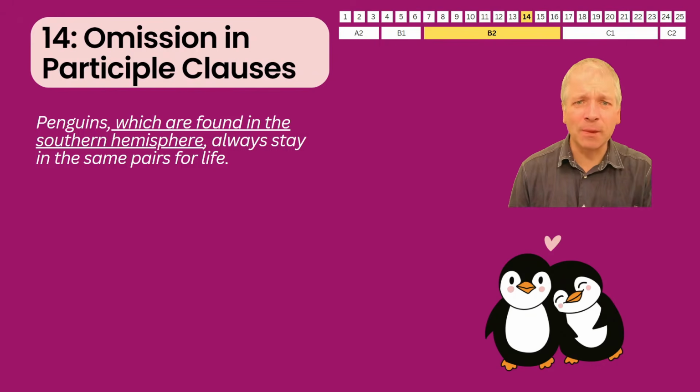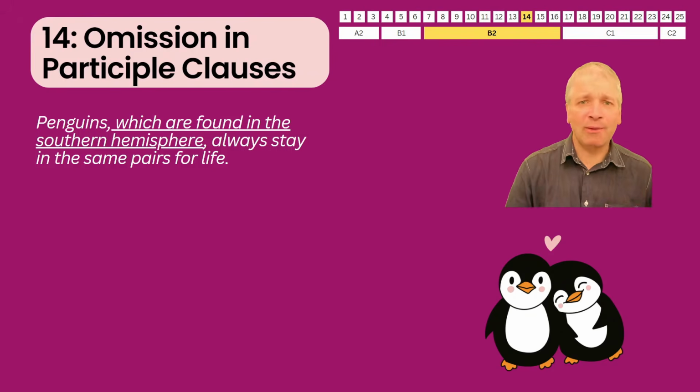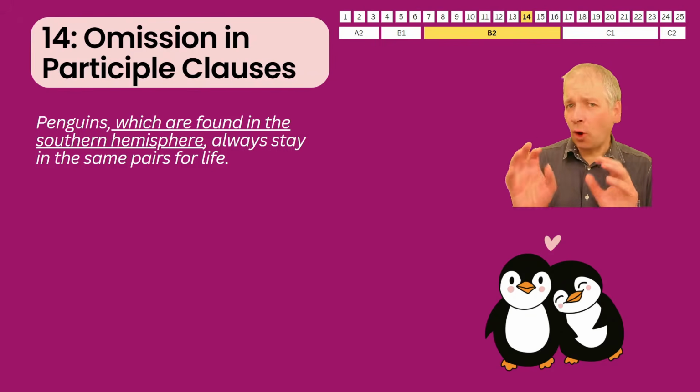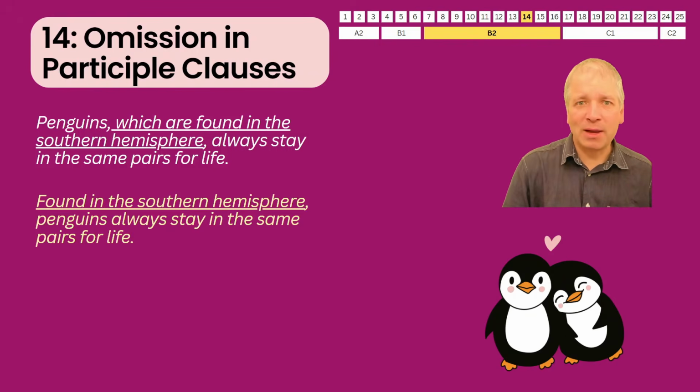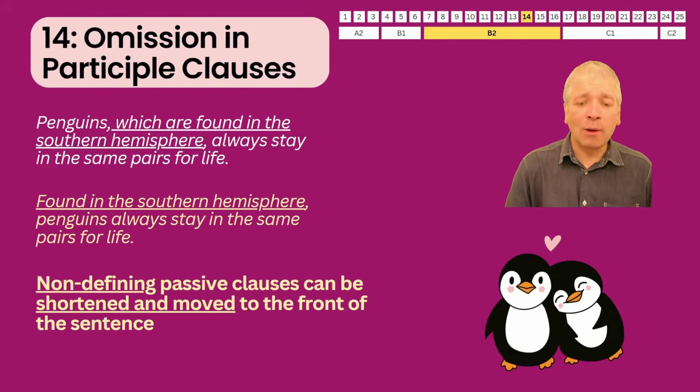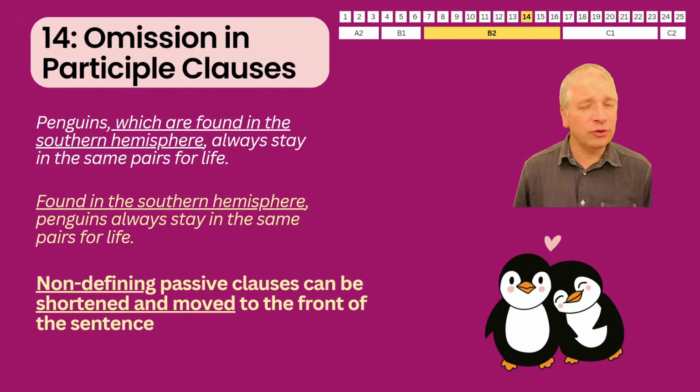What can we do here? Well, again, we can omit the relative pronoun and the verb to be. But with the non-defining relative clauses, we could do something else as well, and that's this. Found in the southern hemisphere, penguins always stay in the same pairs for life. What's happened here? Well, in non-defining passive clauses, these can be shortened and also moved to the front of the sentence. And here we have what's called a participle clause.